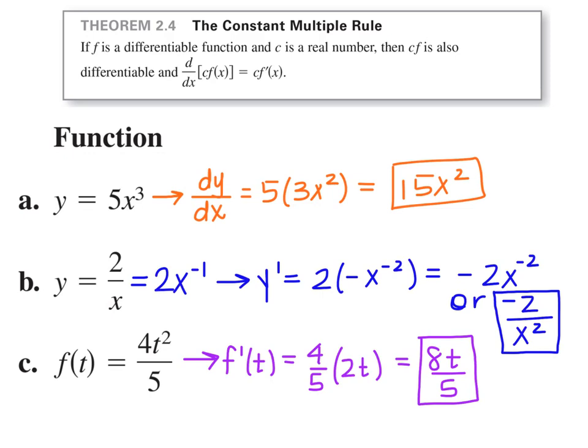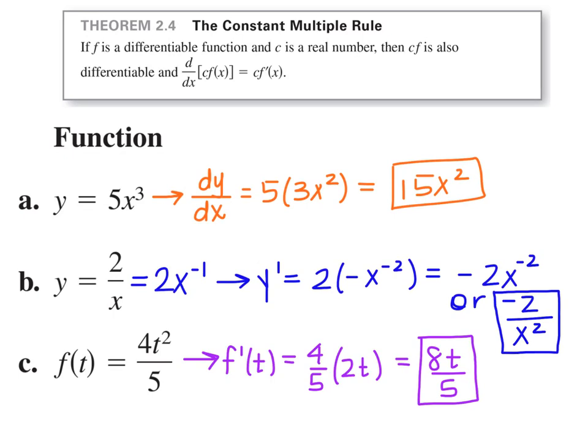My second function is y equals 2 over x, and I'm going to rewrite that first as 2 times x to the negative 1 power. 2 is our constant, so my y prime, I'm going to leave the 2 on the outside, take the derivative of x to the negative 1, and I'm going to end up with negative 2 x to the negative 2, or negative 2 all over x squared.